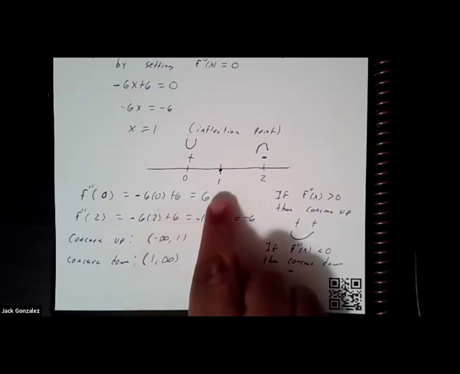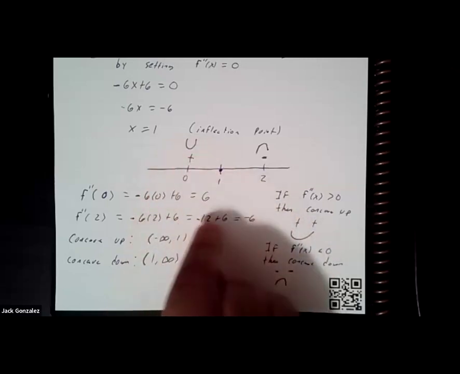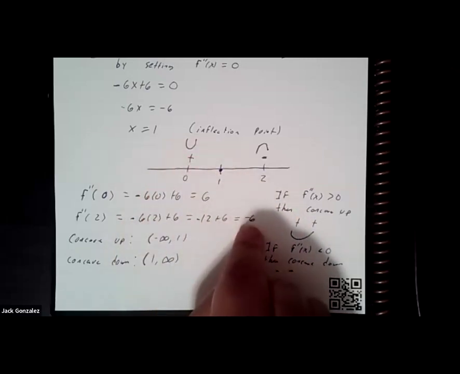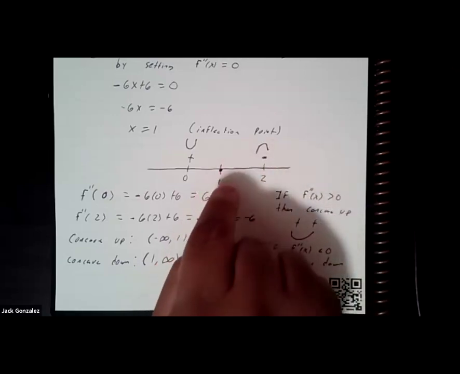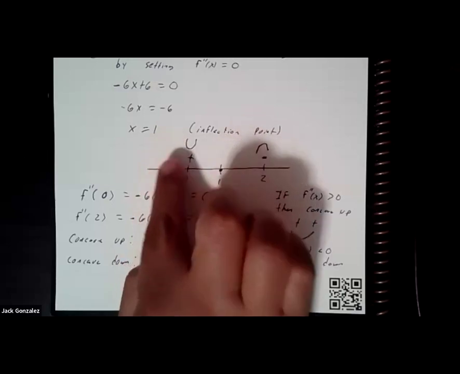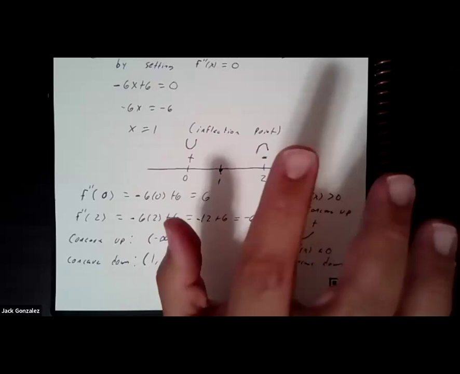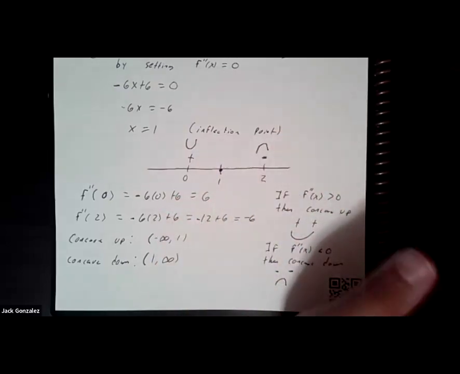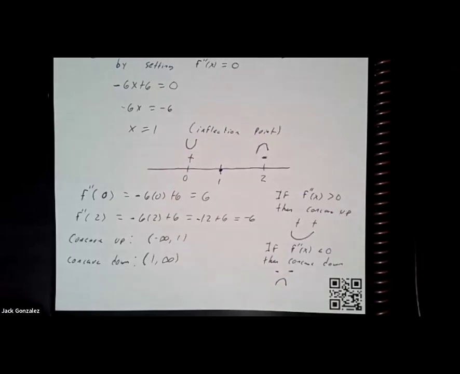But that's what we did right here. The 6 was positive, so I knew it was opening up. The 2 gave me a negative 6, so I knew I was opening down afterward. There was only one point of inflection, so it was opening up the whole time until this point, then opening down afterward, because there was no second change in concavity. Does that make sense? That makes sense.